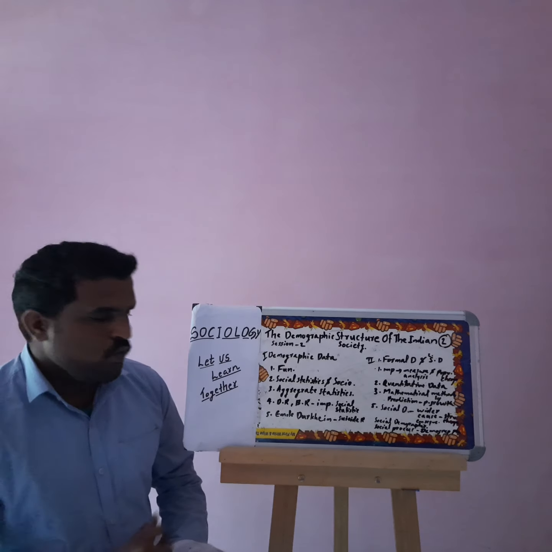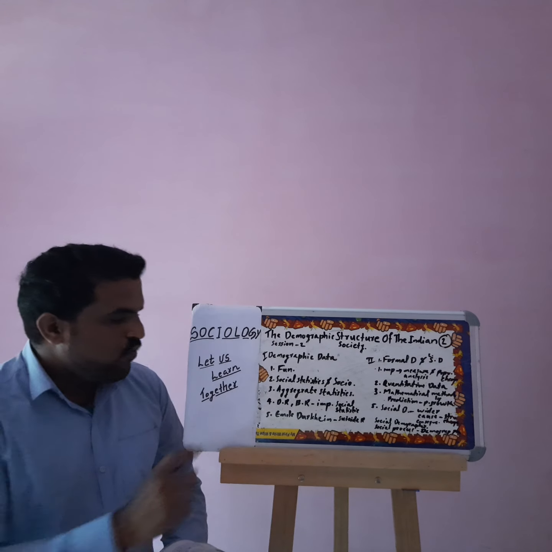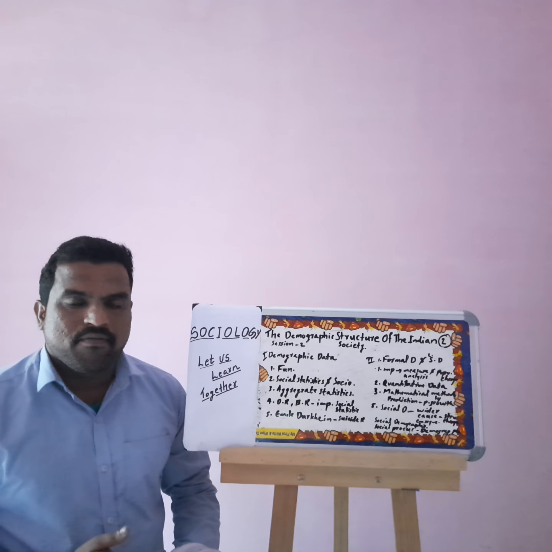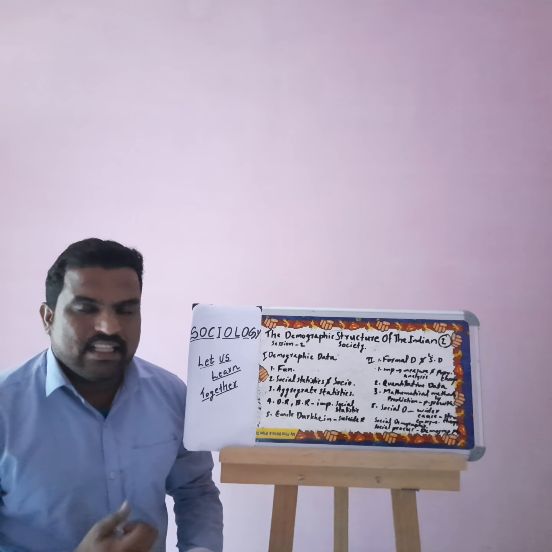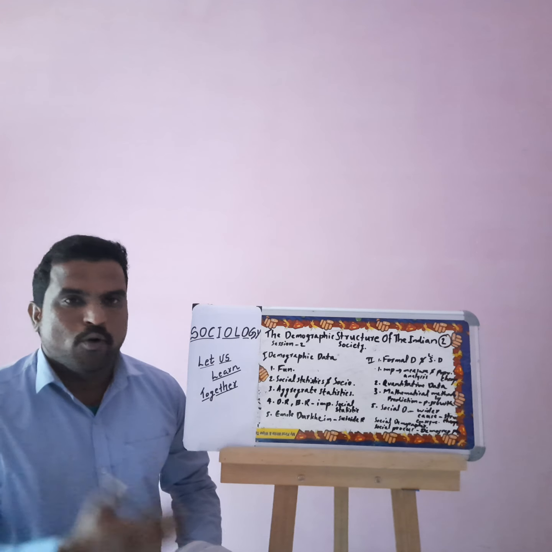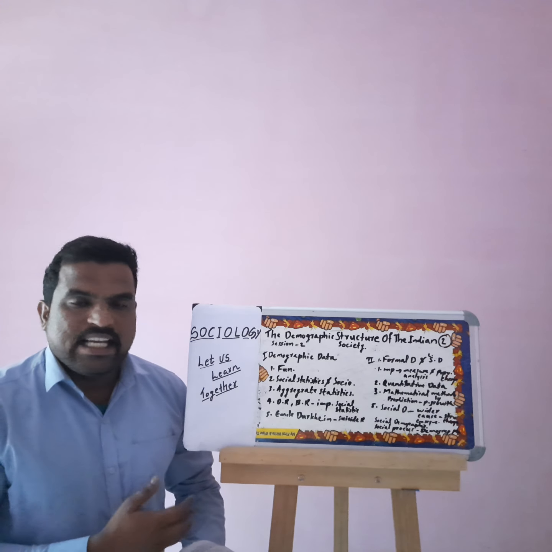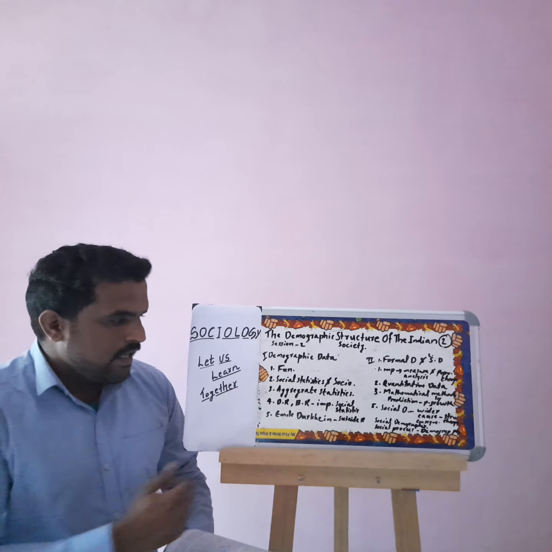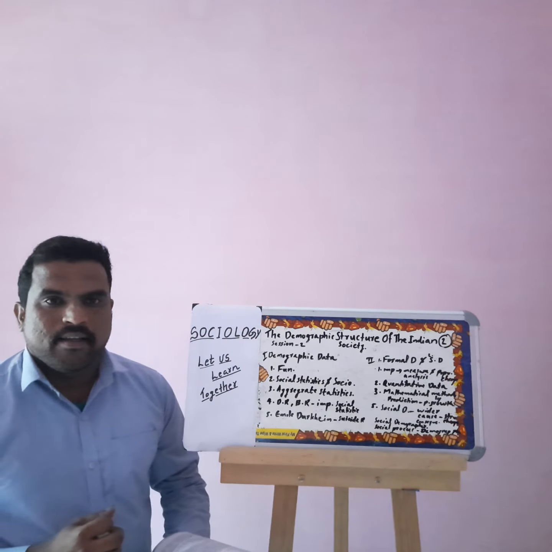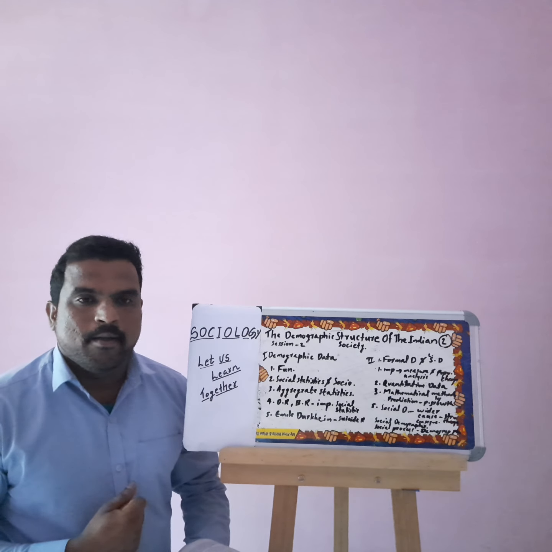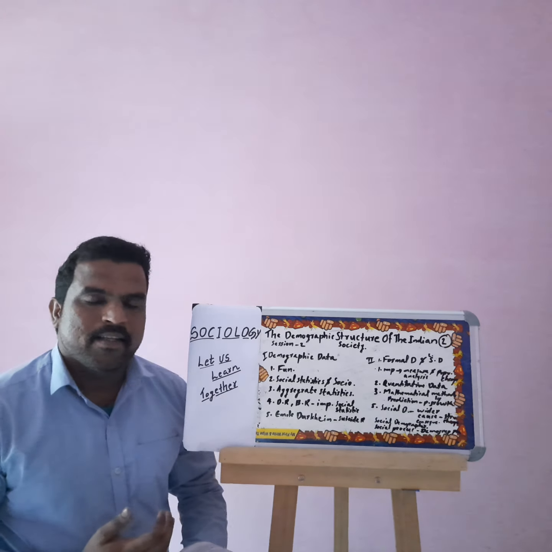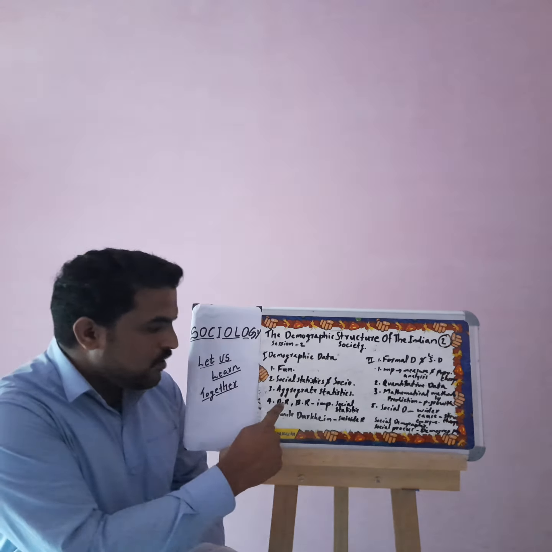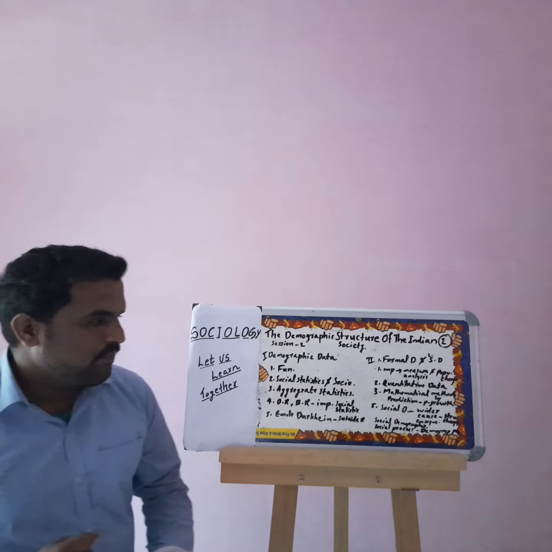Next point, what is the meaning of death rate and what is the meaning of birth rate? Death rate means the number of total deaths per 1,000 population in a given area at a particular point of time. And birth rate means the number of births per thousand population at a particular period of time. This is all about the death rate and birth rate.